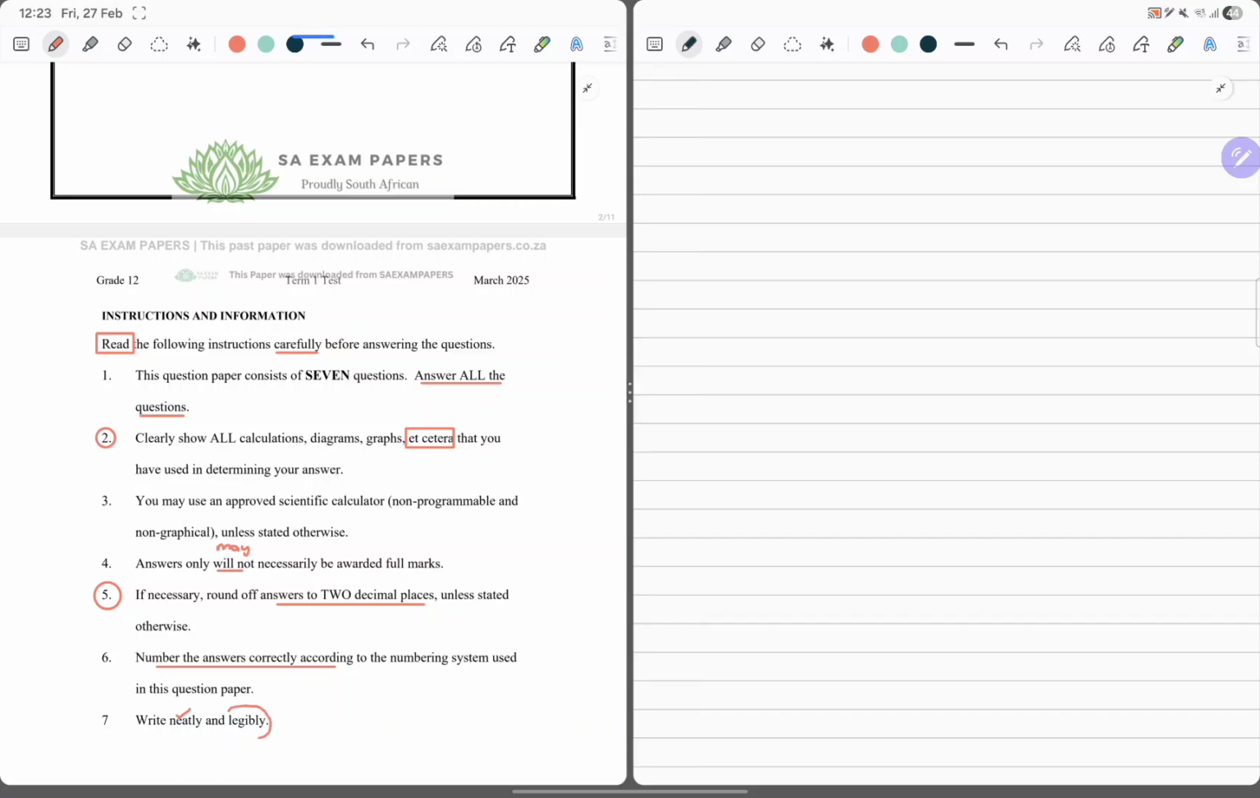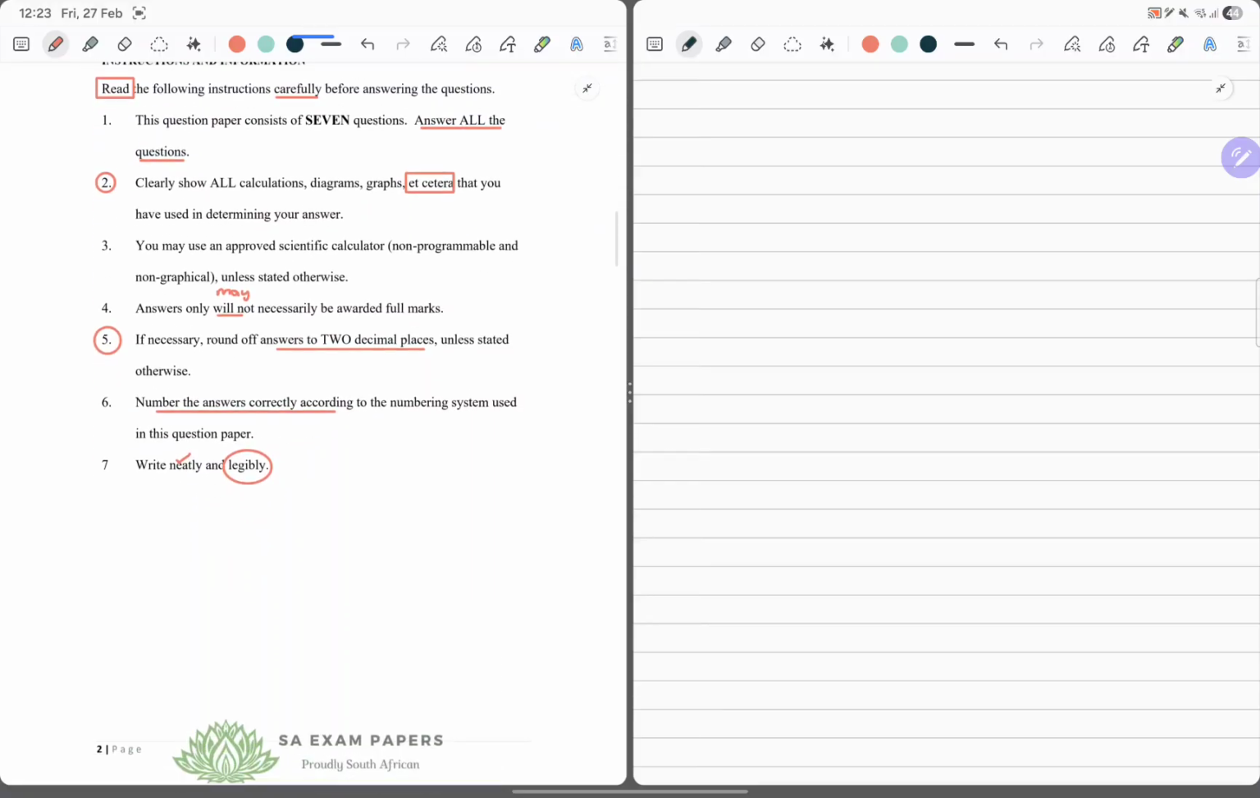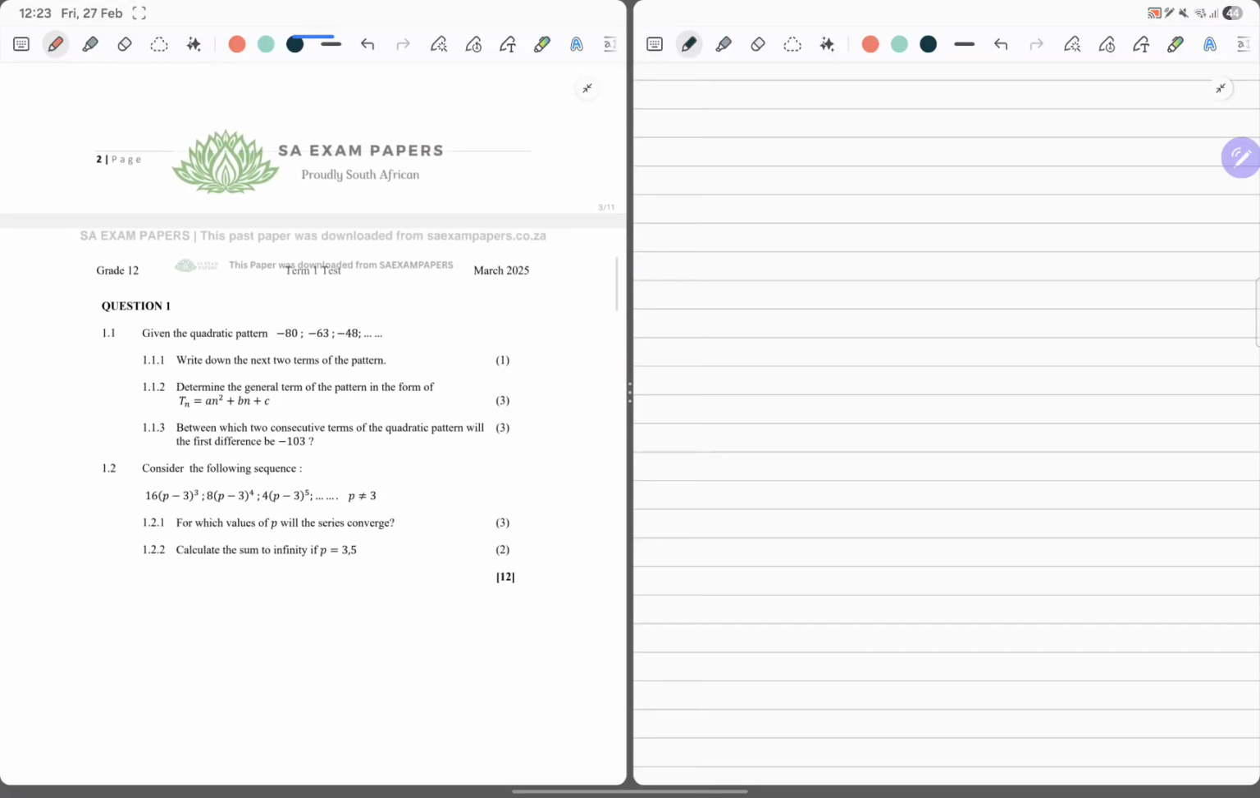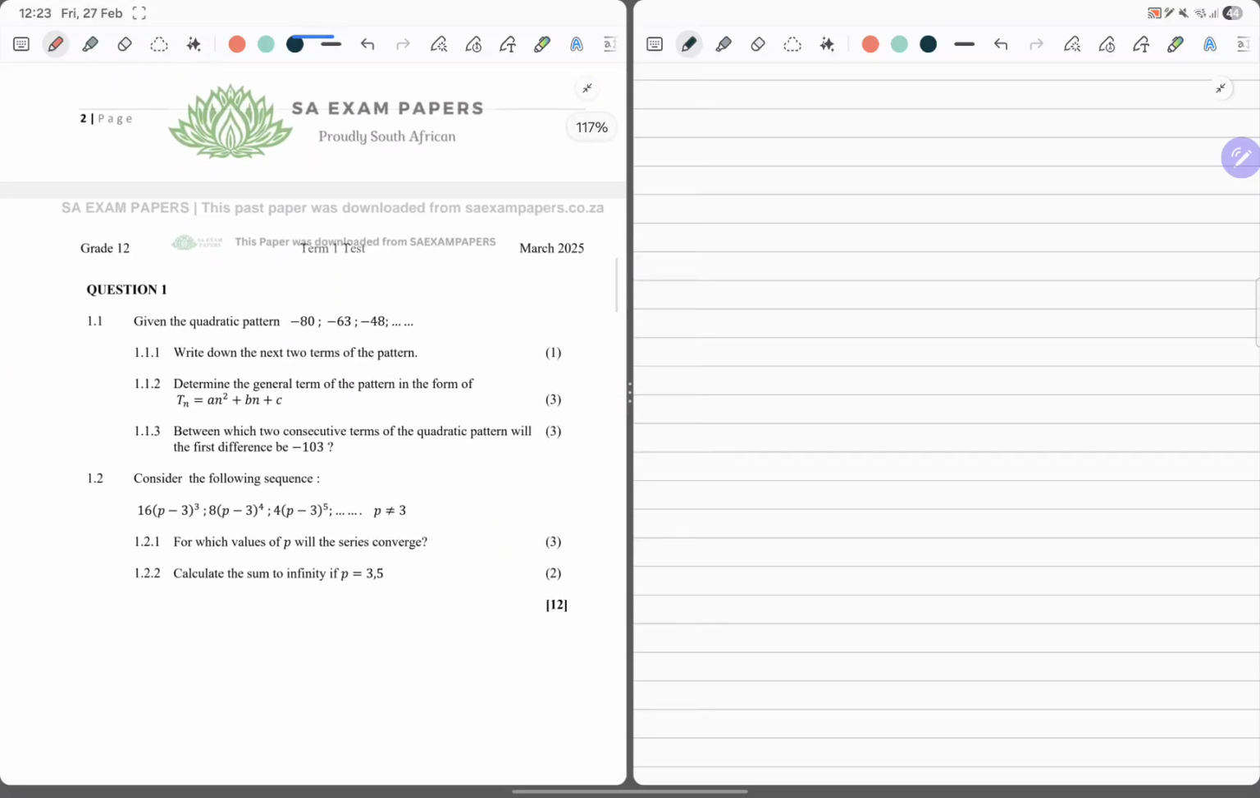And of course, the issue of legibility, folks. It means whatever you write, we must be able to read it, okay? That's the most important, so that you are not misunderstood, or at least you don't make it too difficult for your marker to follow your work, right? Now we've got question 1.